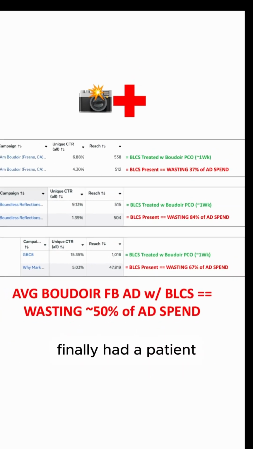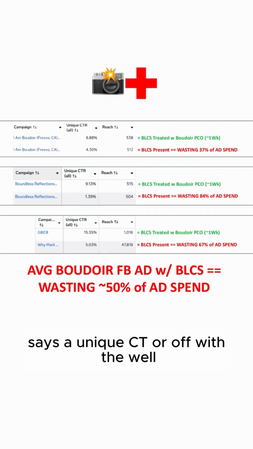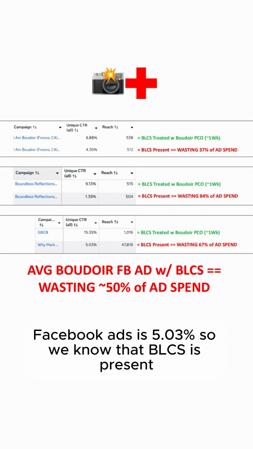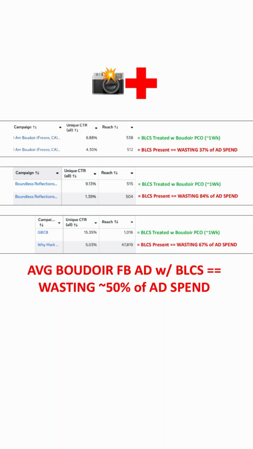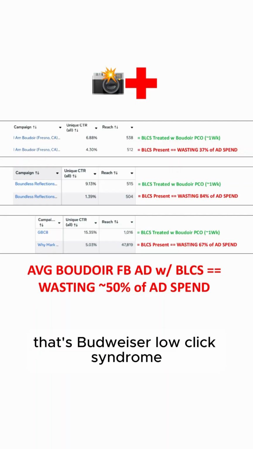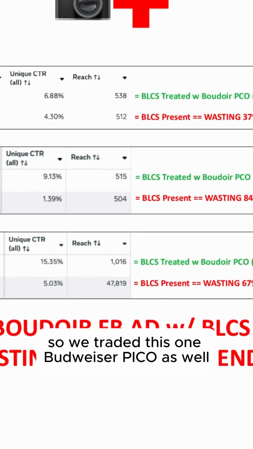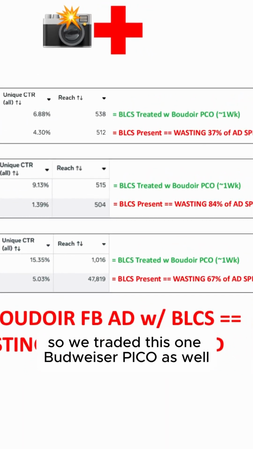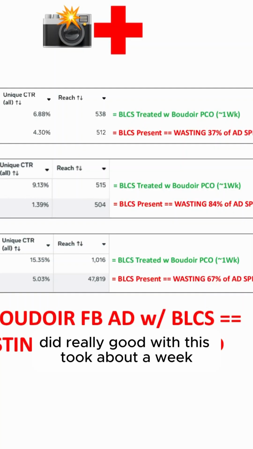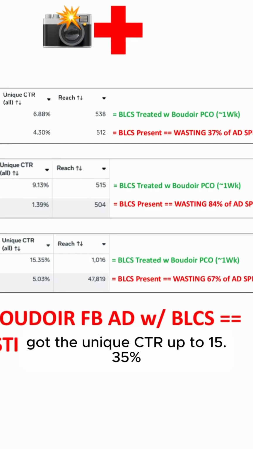Finally, we had a patient who says the unique CTR of his Boudoir Facebook ads is 5.03%. So we know that BLCS is present. When unique CTR is under 6%, that's Boudoir low click syndrome. So we treated this one with Boudoir Pico as well. Did really good with this. It took about a week, and we got the unique CTR up to 15.35%.